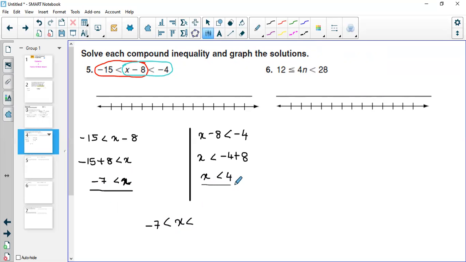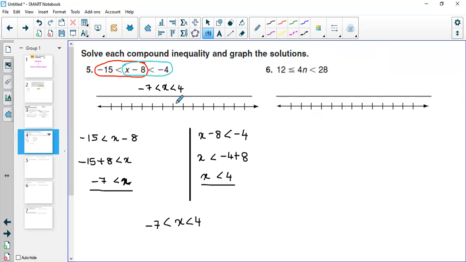Look at this inequality here. x is less than 4. So this is how your compound inequality will be. The solution for this inequality is negative 7 is less than x, which is less than 4.